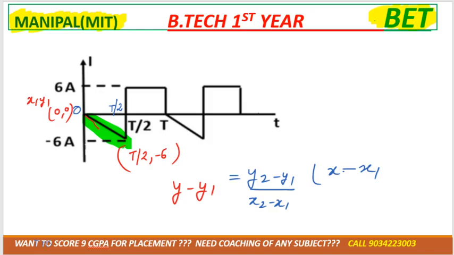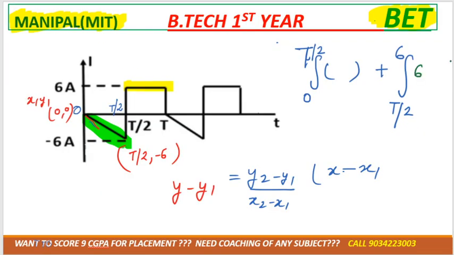So see how we can solve this question. This question is divided into two categories. One is the slope and another one is 6. Like from 0 to t by 2 we'll have the slope equation, then from t by 2 to t the output is 6 ampere, right? So we'll write it down like 6, and we need to integrate 6 dt and divide by the base length. The base length is 1 over t, correct? So basically we need to calculate the slope, and the slope formula is this one.